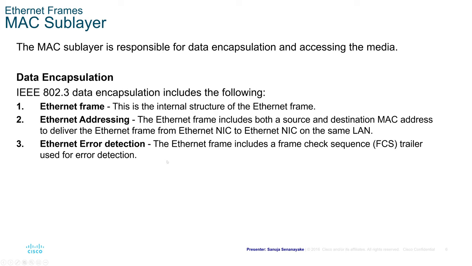The Ethernet error detection: the Ethernet frame includes a frame check sequence, FCS, trailer used for error detection. I briefly went over all of these items in my previous lecture. Again, you can check that on my YouTube channel. But for now, just remember that for this lecture, IEEE 802.3 is responsible for data encapsulation, and it includes Ethernet frame, Ethernet addressing, and Ethernet error detection.